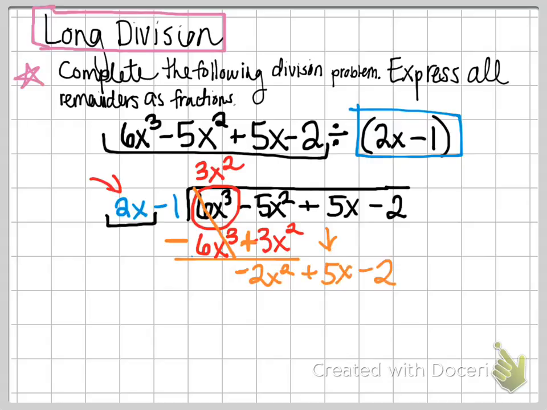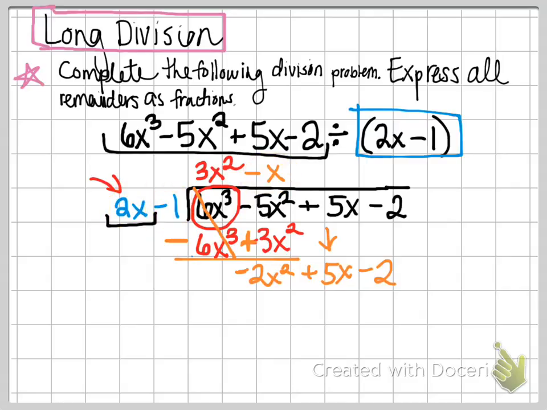Now, again, I want to just focus on this first term and this term, right? And I'm going to say, how many times does 2x go into negative 2x squared? So if I divide that, I would be left with just a negative x, right? Let me get rid of the yellow. So that's going to be negative x. Now, remember from this step, we want to take that number and multiply it times both terms here, right? So it's going to be negative x times 2x and negative x times negative 1.